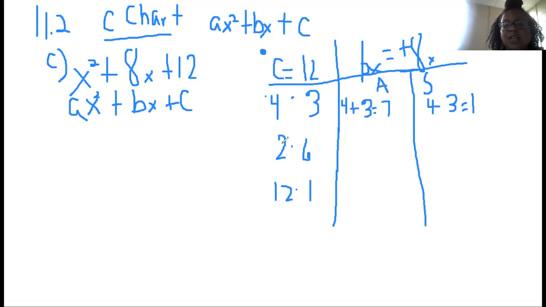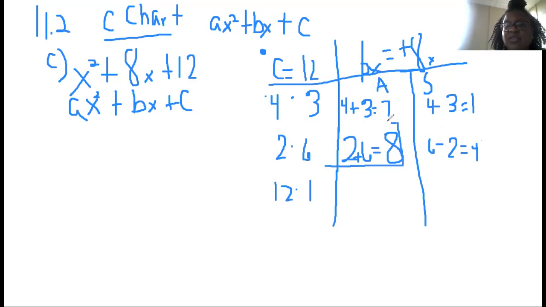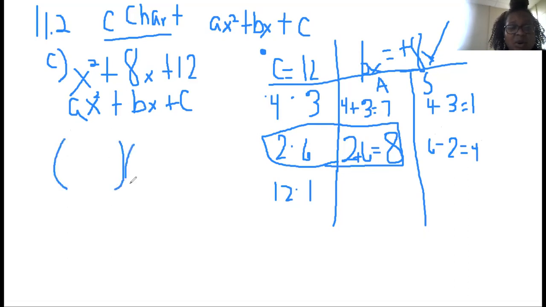Let's continue the process. 2 and 6. Let's add that side. If I add 2 plus 6, once again, what do I observe? 2 plus 6 does give me 8, whereas 6 minus 2 will give me 4. And what I'm looking for is 8. Because I know 2 is positive and 6 is positive, that is what I'm looking for to give me 8. Because that checks off my BX, I have now found how I will factor this trinomial.